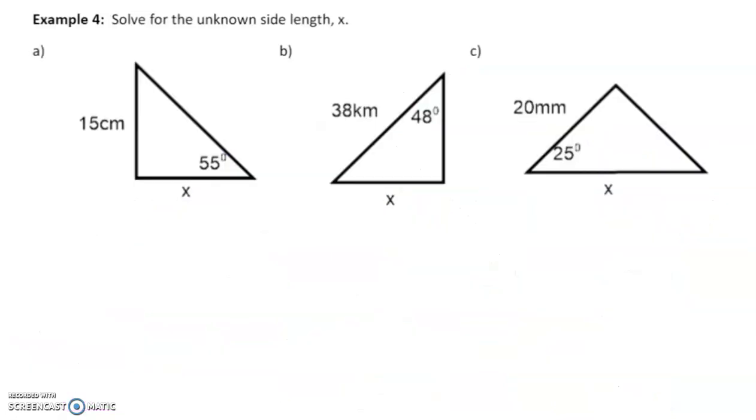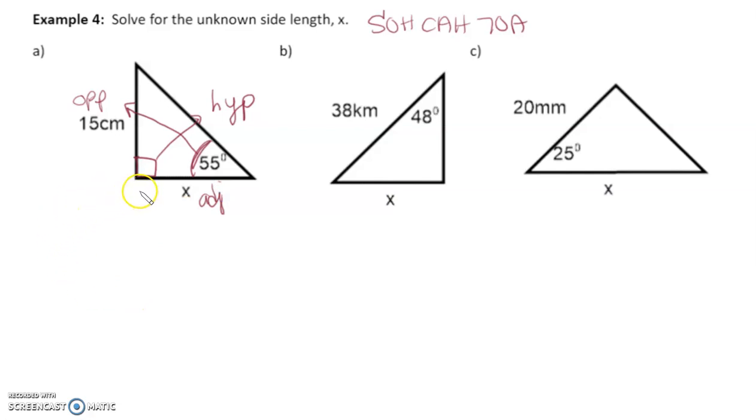Okay, this time what we're going to do is we are going to solve for side lengths. So a little bit different. We're still going to use SOH CAH TOA, but rearranging is going to be a little different. So we're going to solve for the unknown side length x. Same first steps. Label the right angle, label the hypotenuse. Now, they actually give us an angle in each of these. So relative to the angle 55, this side 15 is going to be opposite. This side is going to be adjacent.